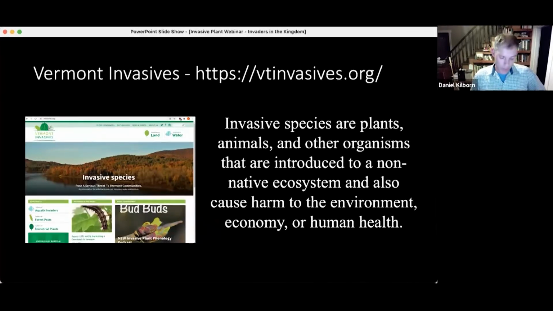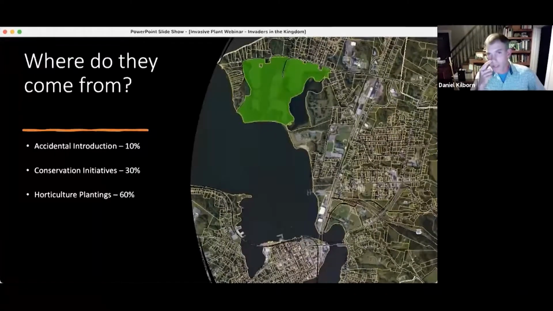So let's start with the big question. Why do we care? And to do that, let's start with how they got here and where they come from. So one reference for New England says that when you look at all the non-native invasives in the region, 10% were accidental introductions. So they might have come as packing material from shipping, like stiltgrass. Another 30% through conservation programs.